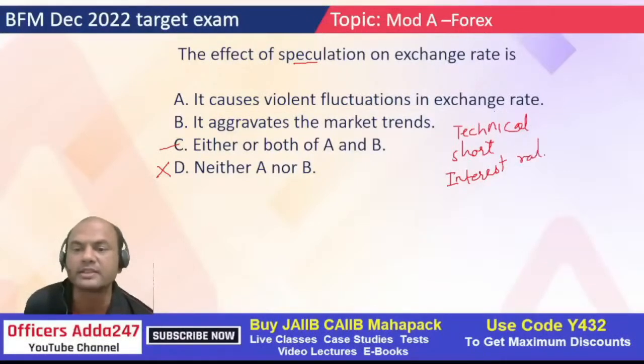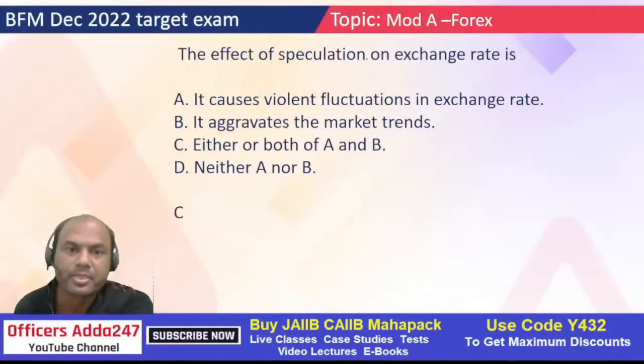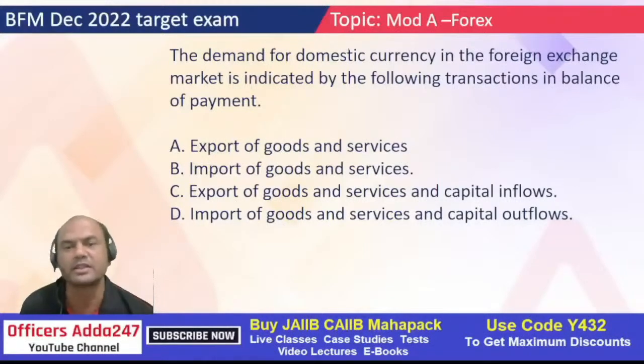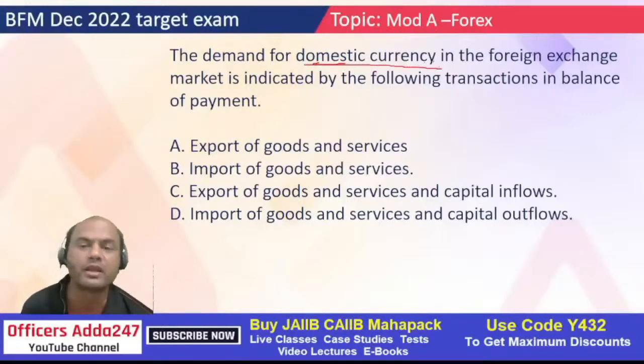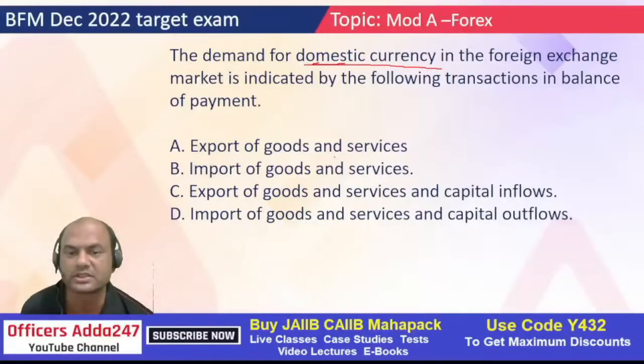The interest rates in any country always determine the fluctuations in the currency of that country. The demand for domestic currency in the foreign exchange market is indicated by the following transactions in the balance of payment. Suppose let's say rupees. So demand for rupees in the foreign exchange market will be indicated by what? Export of goods and services, import of goods and services, export of goods and services and capital inflows, or import of goods and services and capital outflows.